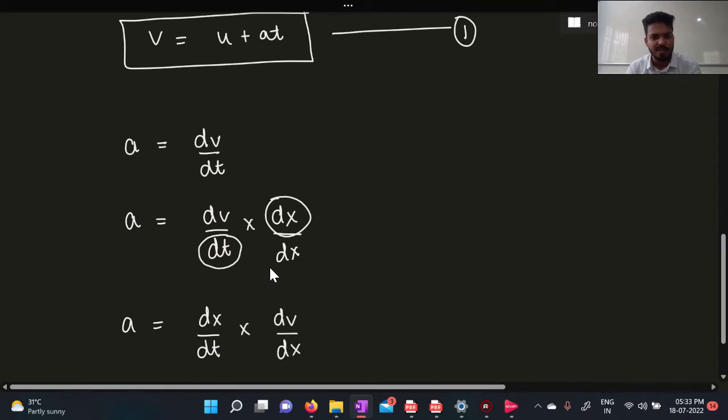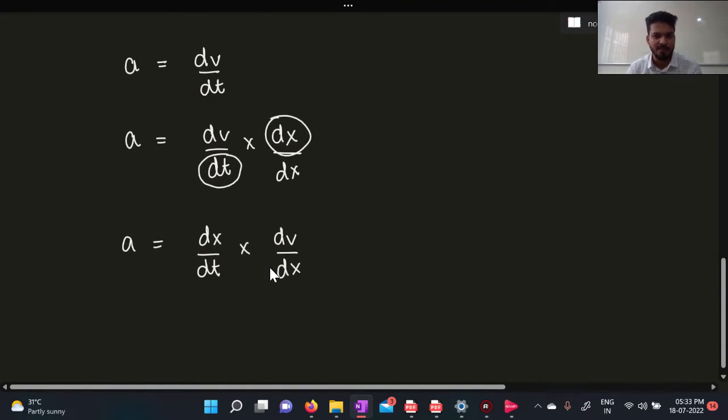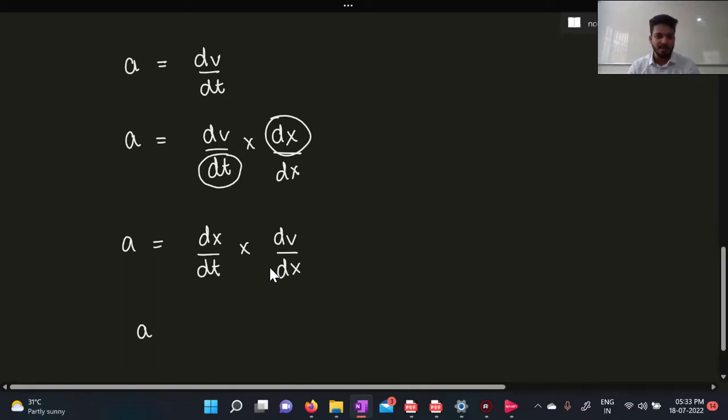I only rearranged the terms in this step. This dx I took here, and this dt I took, so I have paired dx by dt. Now what is dx by dt? The rate of change of displacement with respect to time is what? It's velocity. So acceleration can also be written as v dv by dx.